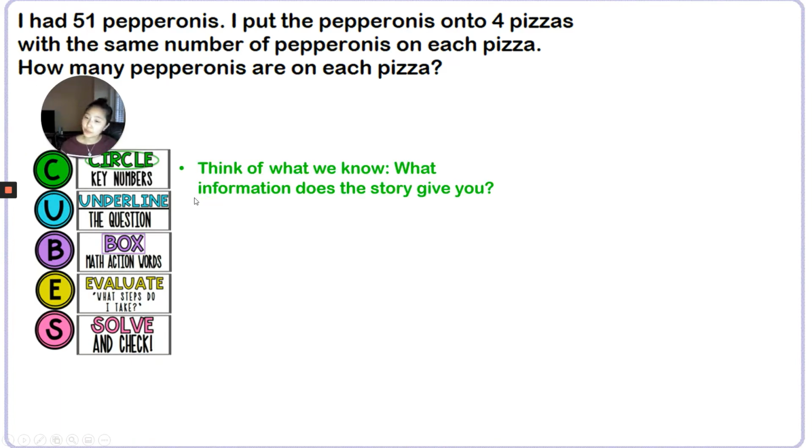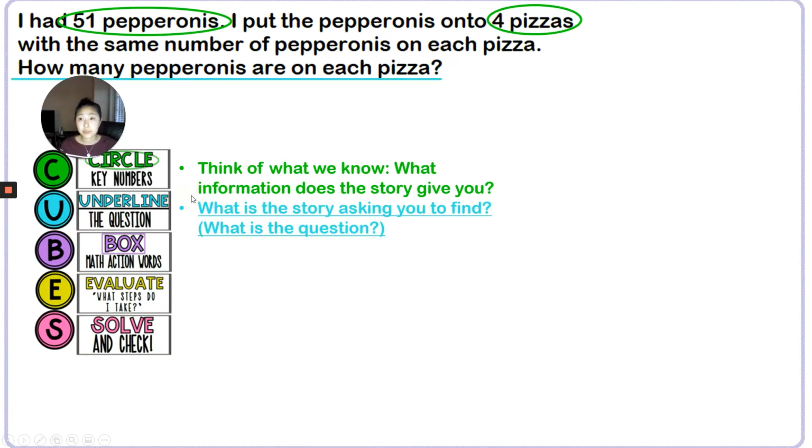Our numbers were 51 pepperonis onto 4 pizzas. You need to make sure to understand how many pepperonis are on each pizza. And you need to make sure that there's the same number of pepperonis on each pizza. These are the important parts that you really need to understand. And I need you to think about this right now.